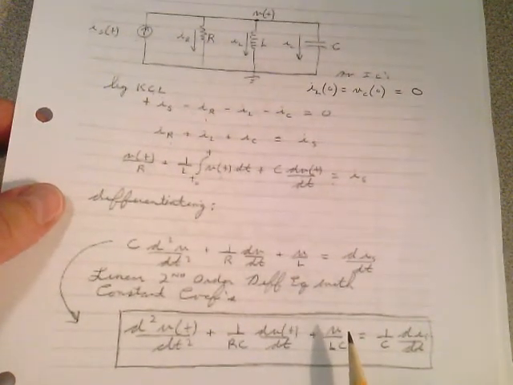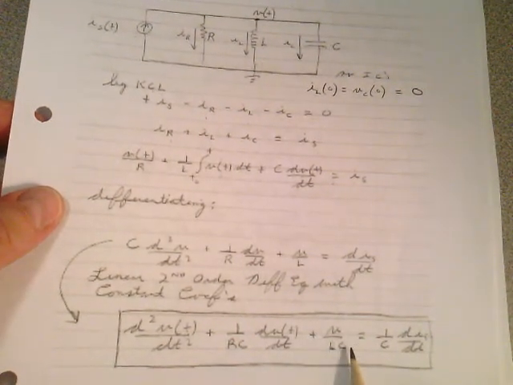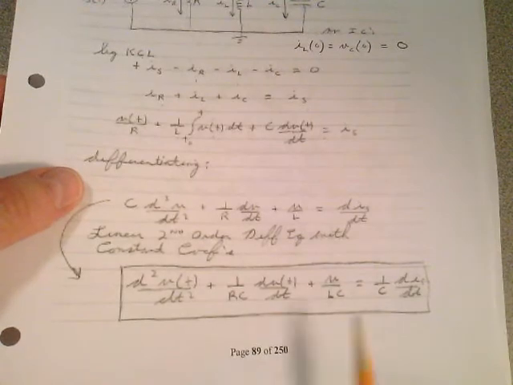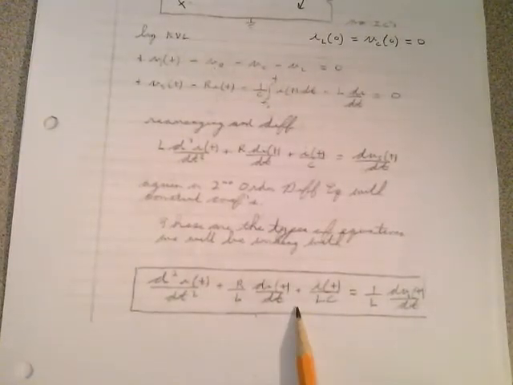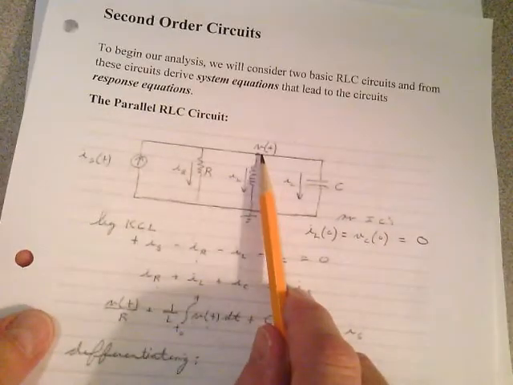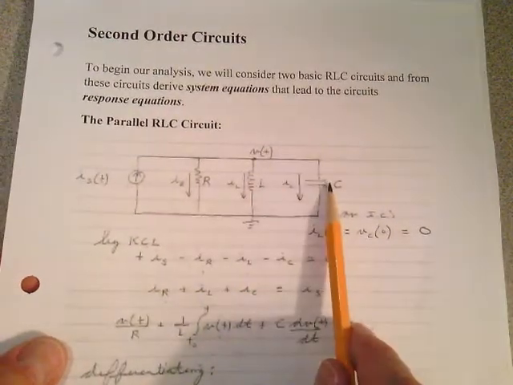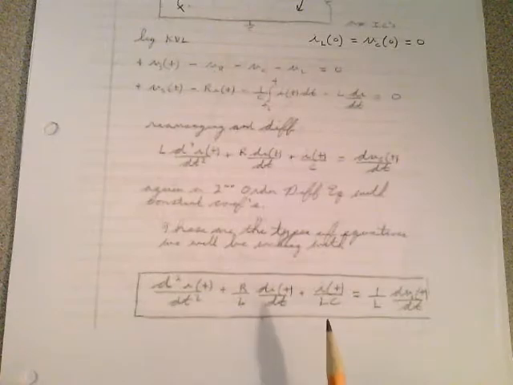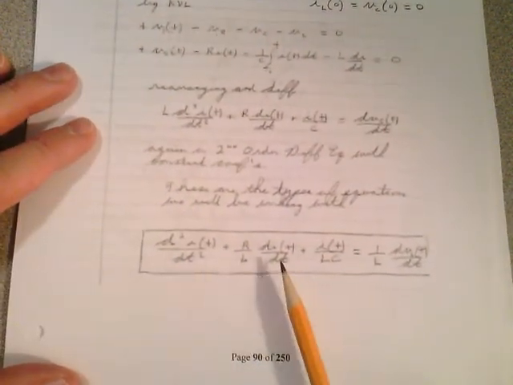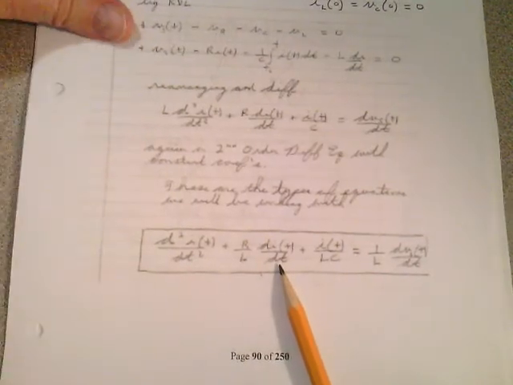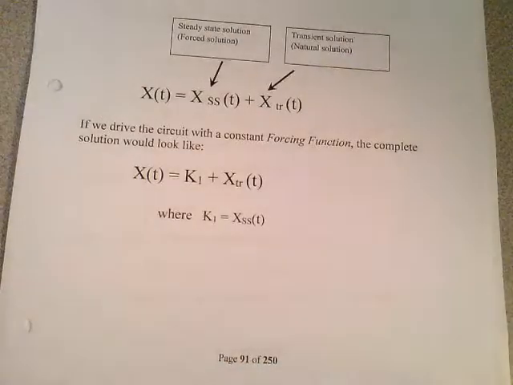It's the same second order linear differential equation with constant coefficients, but the coefficients are different. But it's the same form. Look at that. Whether you're solving for voltage on an RLC circuit, or whether you're solving for current in a series RLC circuit. We'll come back to those in a minute.